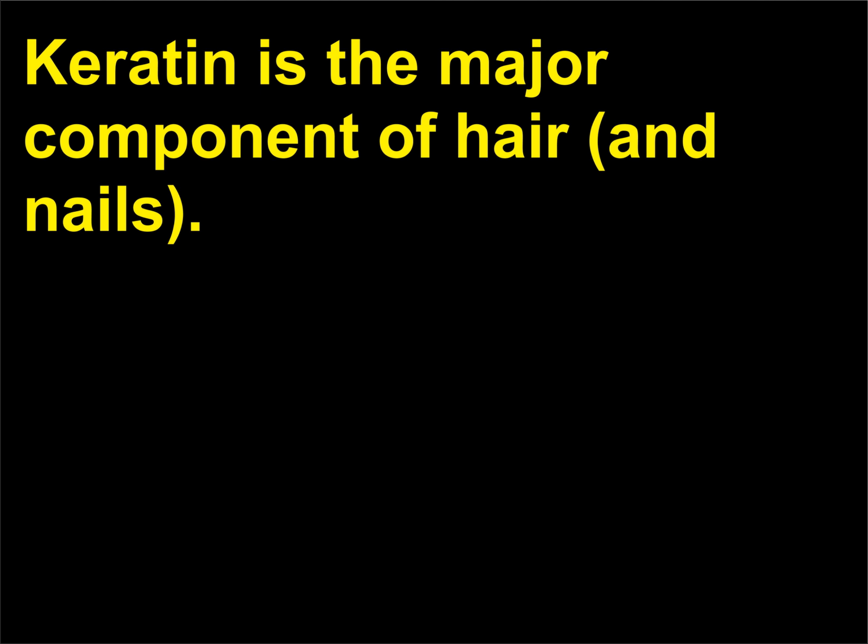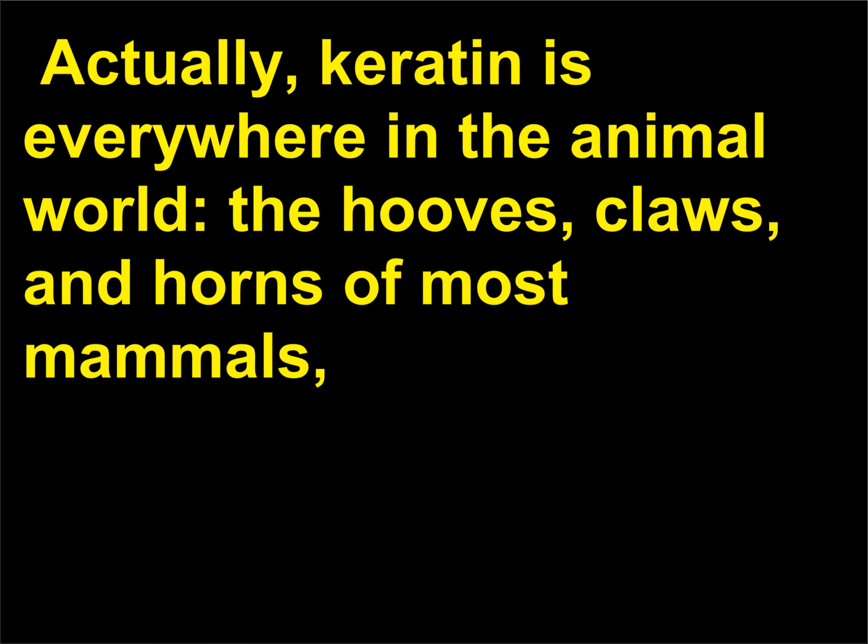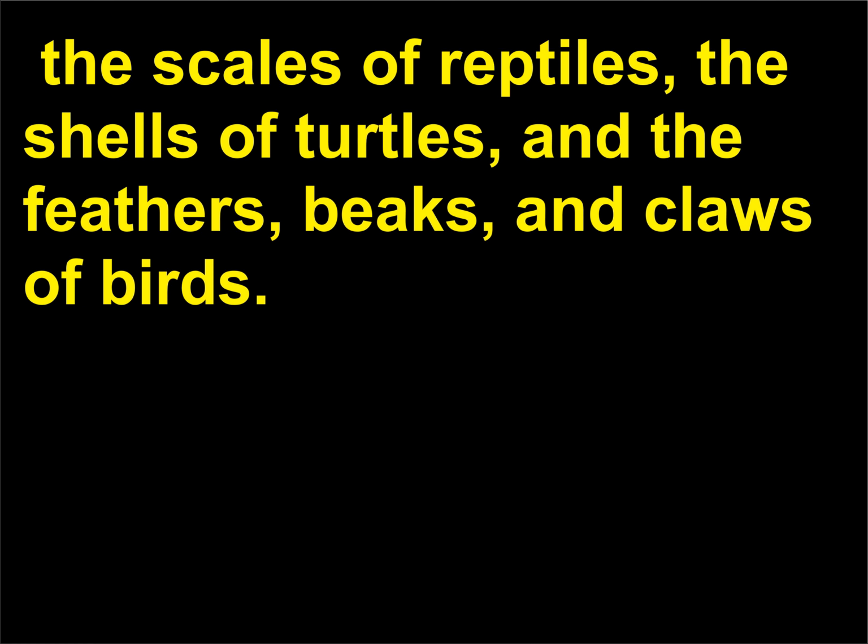What's hair made of? Keratin is the major component of hair and nails. It's a protein that makes up the outer layer of your skin, your hair, fingernails, and toenails. Actually, keratin is everywhere in the animal world: the hooves, claws, and horns of most mammals, the scales of reptiles, the shells of turtles, and the feathers, beaks, and claws of birds.